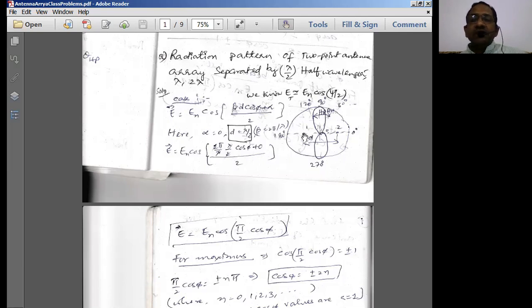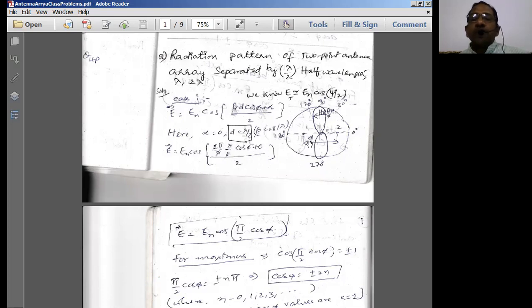That means imagine there is a point source at 1 and a point source at 2. Now these 2 point sources are separated by distance d, which is equal to lambda by 2, or lambda, or 2 lambda, or 3 lambda, like that. That is what the problem gives. When 2 point sources are separated by such a distance, you have to find out what the radiation pattern is going to be.